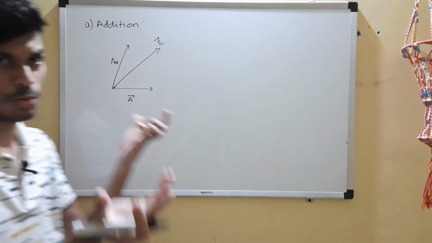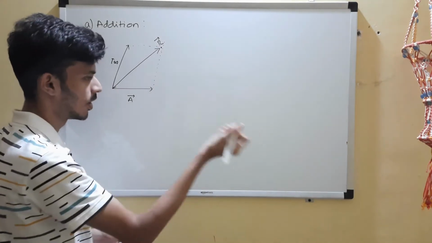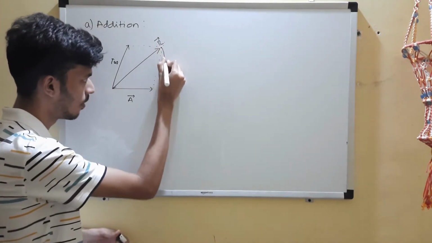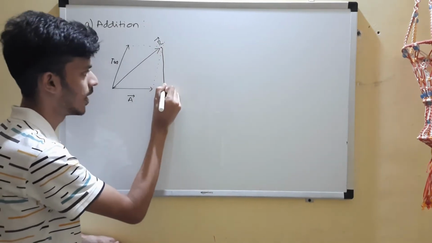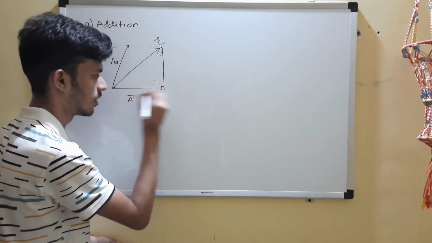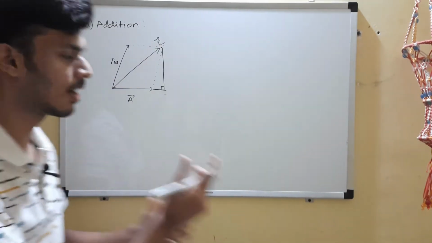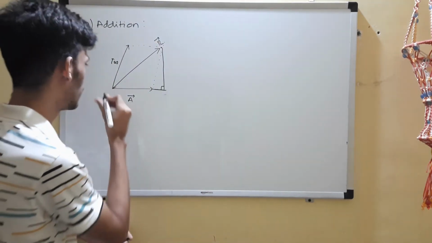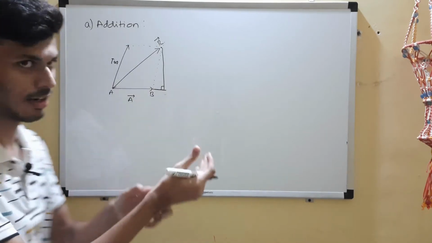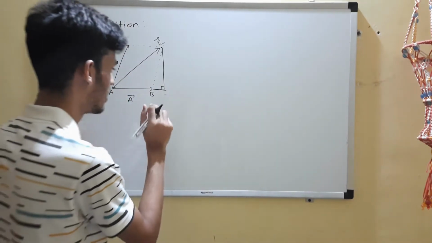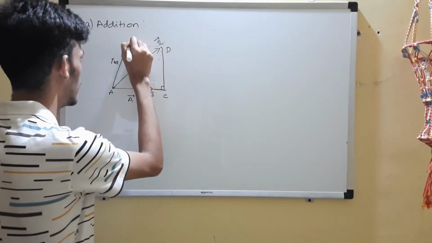Now do a simple construction. Follow me, now we are doing the derivation. Drop a perpendicular from the head of the resultant vector towards the direction of A. I dropped a perpendicular from the head of the R vector. Now let's name those points. We'll name this A, we'll name this B, and AB is the length of the A vector, or its magnitude. Length represents the magnitude. Let's name this C, that D, and this one E.